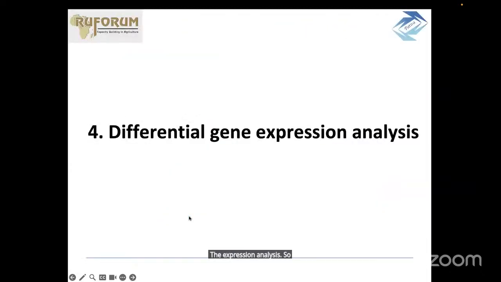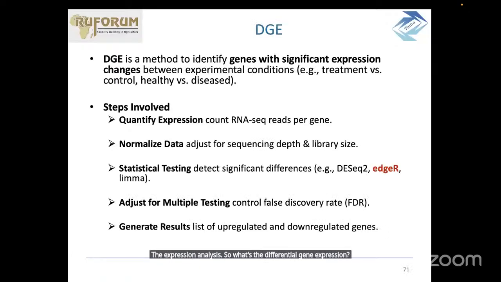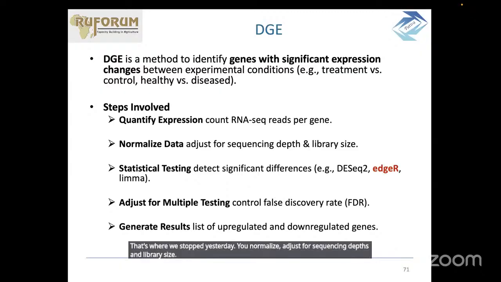So what's differential gene expression? It's always written as DGE. It's a method to identify genes with significant expression changes between experimental conditions, for example treatment versus control, like ours was, or if you're working with diseases, healthy versus disease. These are the steps involved. You quantify your expression. That means you count your RNA-seq reads per gene. That's where we stopped yesterday. You normalize, adjusting for sequencing depth and library size, and then you do the statistical testing.